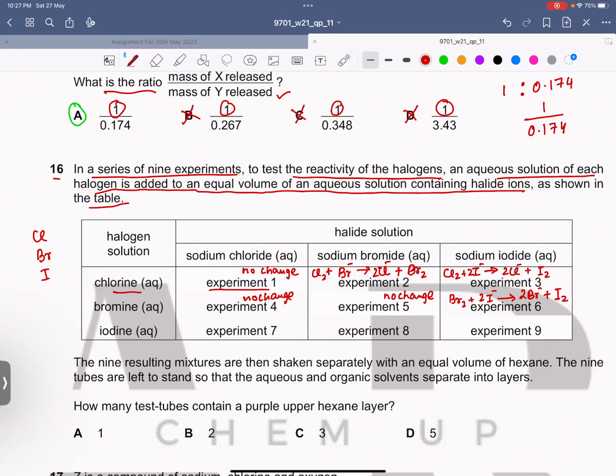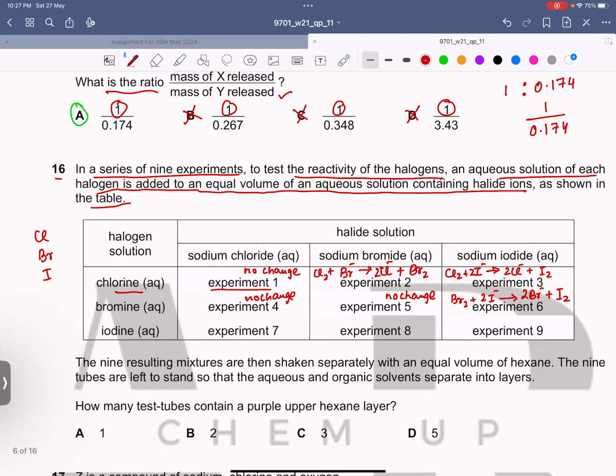Now there is iodine in experiment 7. No, we have just actually, Mahveen, we are just figuring out what is happening during the reaction when I add chlorine to sodium chloride, when I add chlorine to sodium bromide, and when I add chlorine to sodium iodide. In the same way, bromine to sodium chloride, sodium bromide, and sodium iodide, and then I add iodine to sodium chloride, sodium bromide, and sodium iodide. After that, we will read the next part, what the examiner is asking.